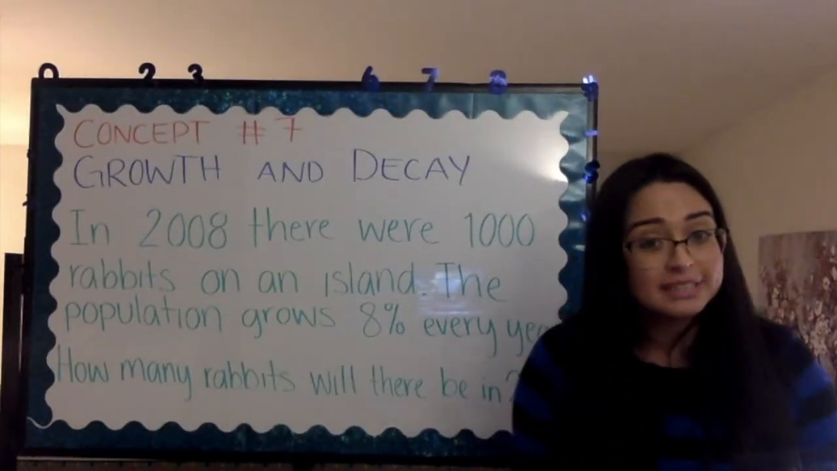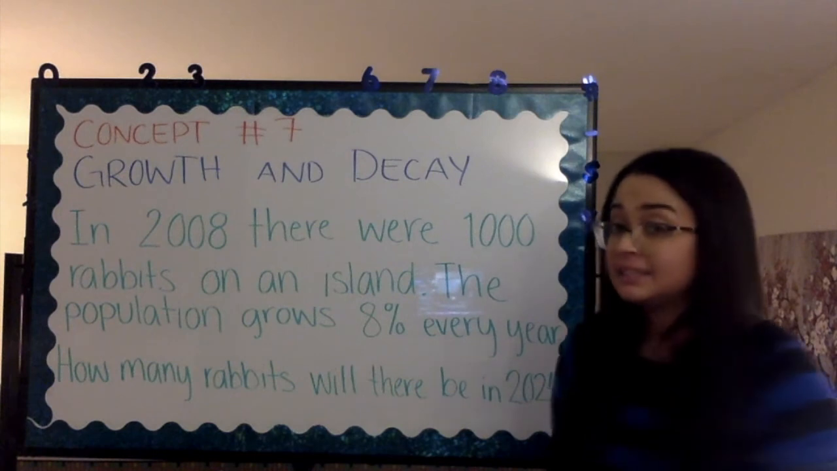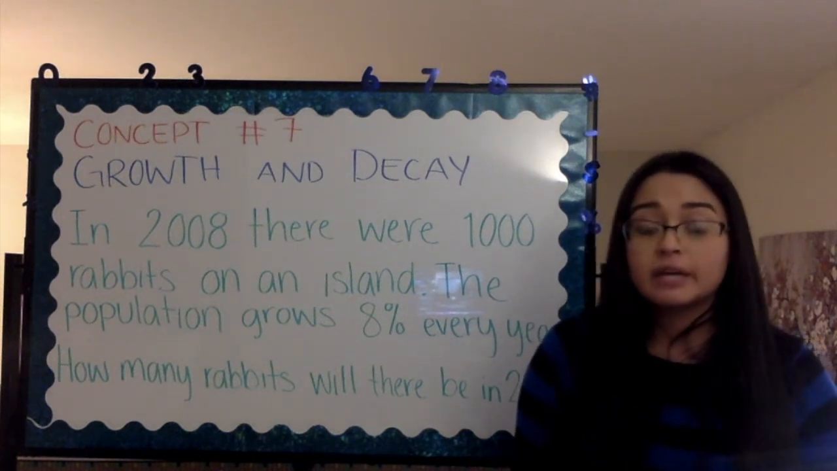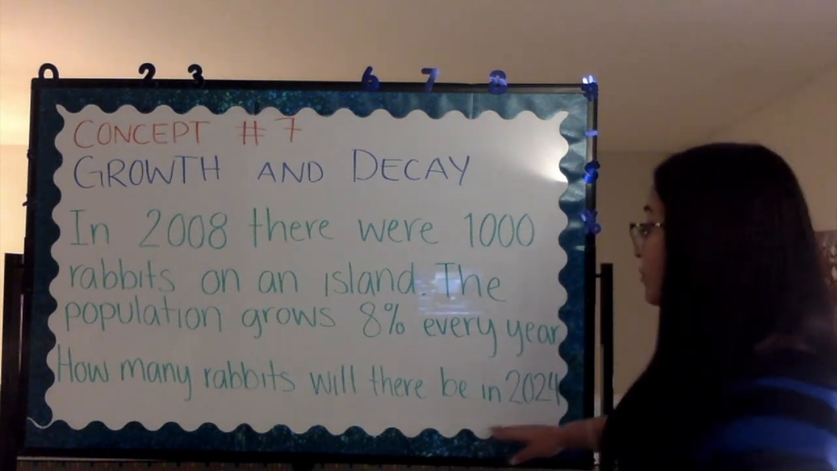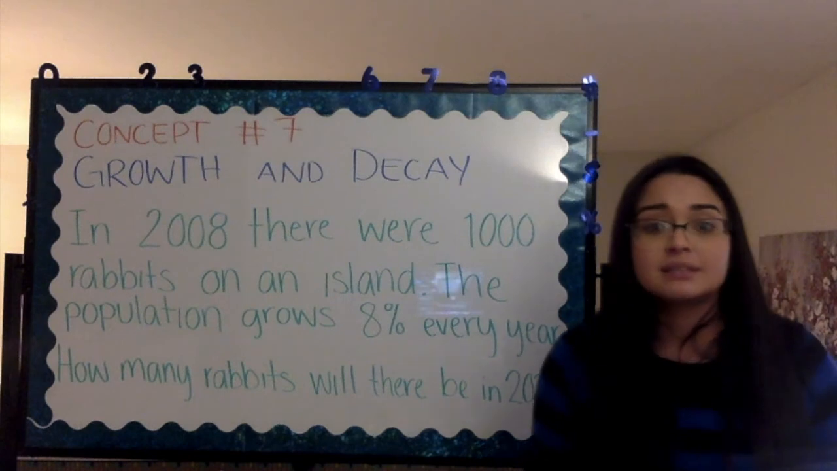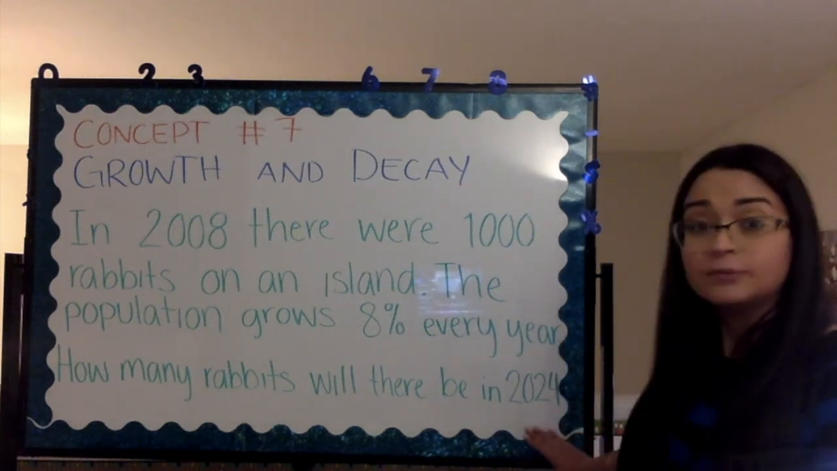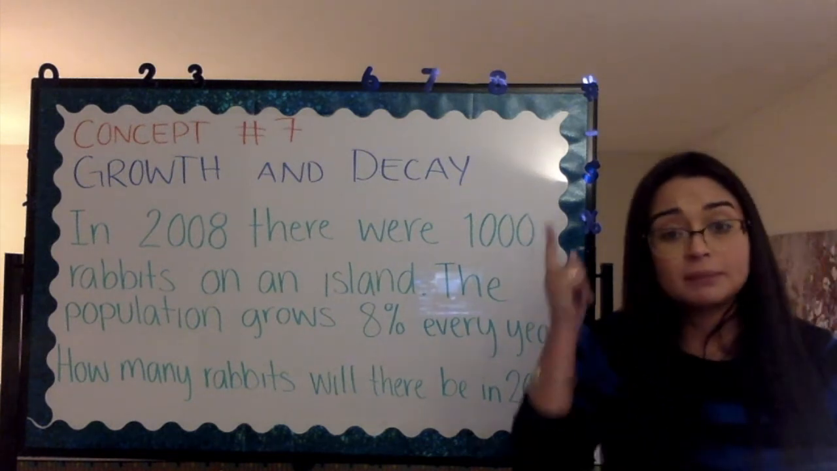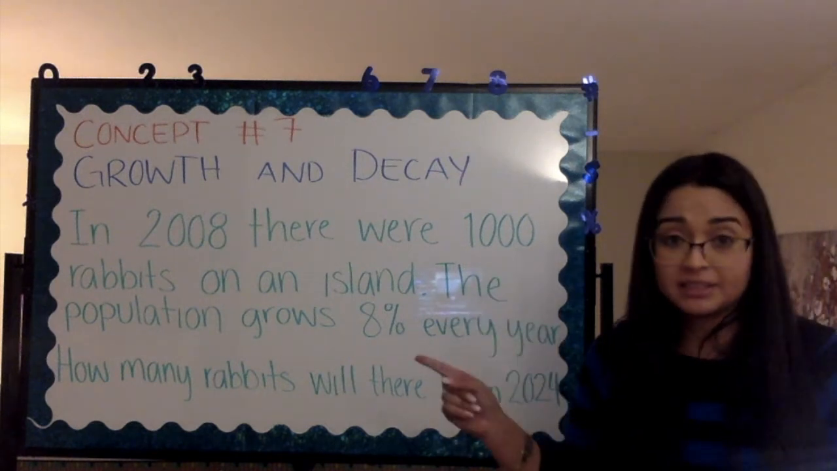So for your assignment today, I want you guys to solve pretty much the same word problem, but now instead of figuring out how many bunnies there will be in 2020, we're figuring out how many bunnies or rabbits there will be in 2024. So our time has changed. So be mindful of that when you're plugging in the numbers into the equation that we used previously.